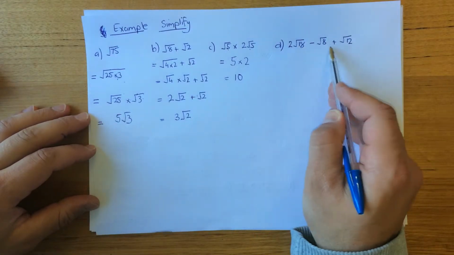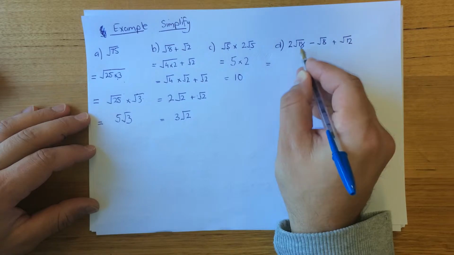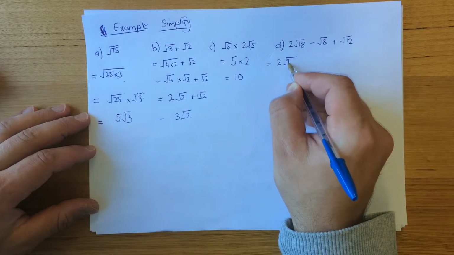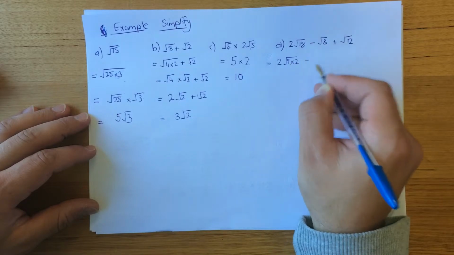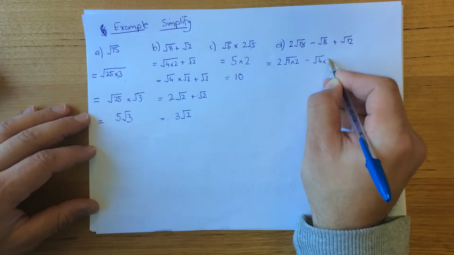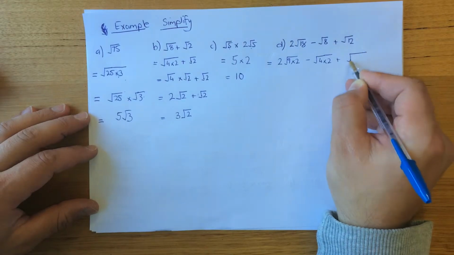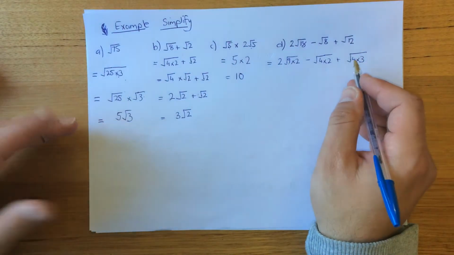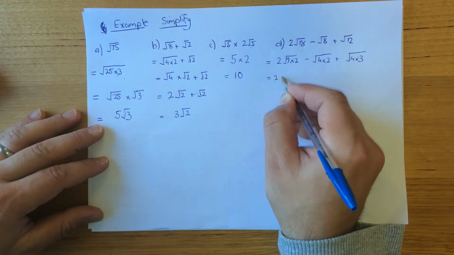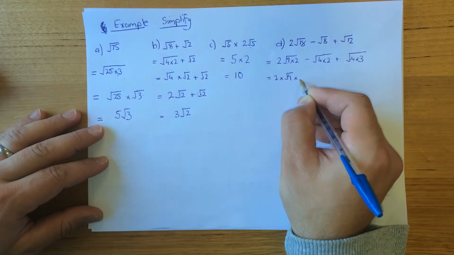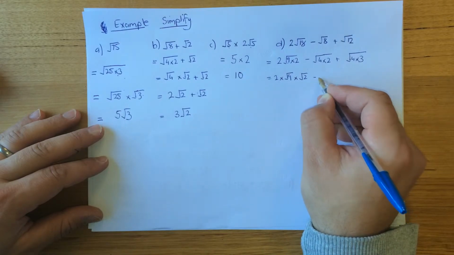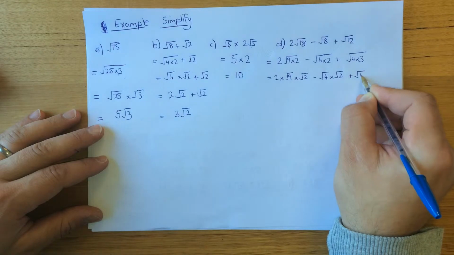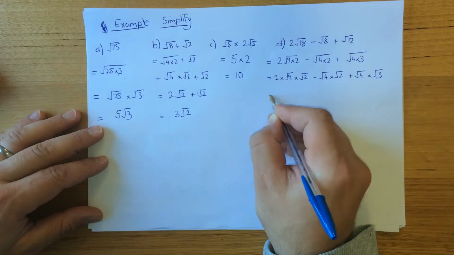Okay, I want to simplify this. So let's start breaking down our surds. So 18 can be written as 9 times 2. 8 can be written as 4 times 2. And 12 can be written as 4 times 3. Now you can see why I picked 9, 4, and 4, because they're perfect squares. So this can be written as 2 times square root of 9 times square root of 2 minus square root of 4 times square root of 2 plus square root of 4 times square root of 3.